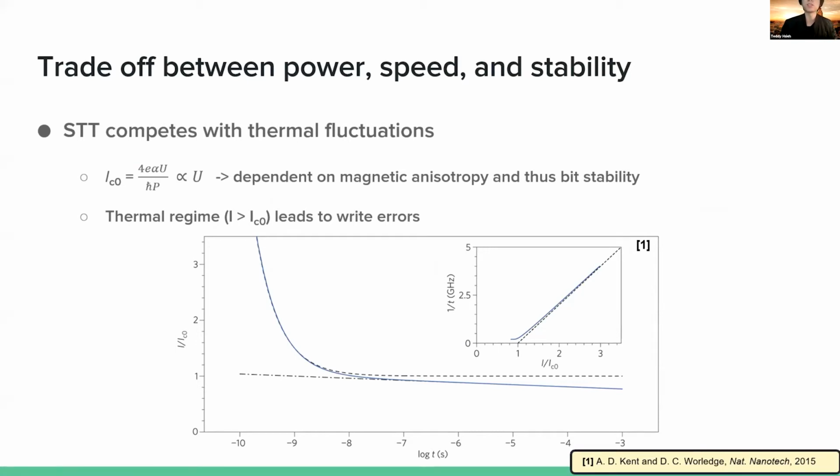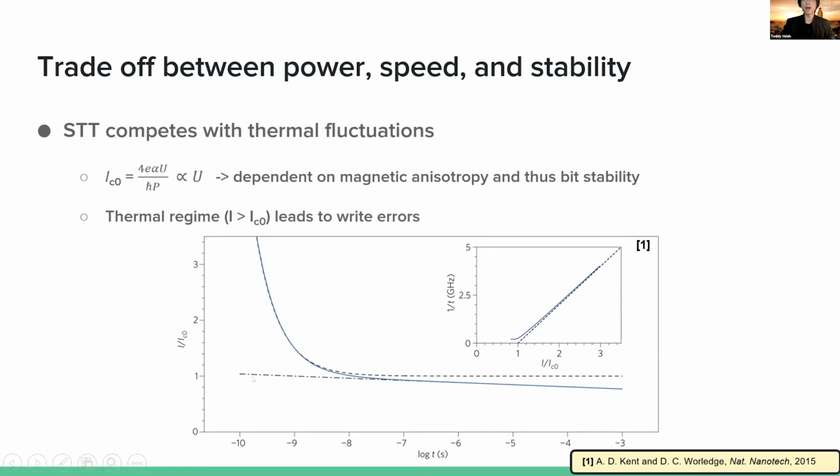And one of the scaling concerns that we have is this trade-off between power, speed, and stability that you see in STT-MRAM. And that arises from the fact that you're really competing with thermal fluctuations as you try to push your drive current, push your switching current down. I'm not going to go over too much of the math here, but you can see how this IC0, which is your switching current benchmark sort of, scales with your magnetic anisotropy. And you can think of this as the more stable you make your bit, the higher the energy barrier, the more current you're going to need to drive it, which makes sense.